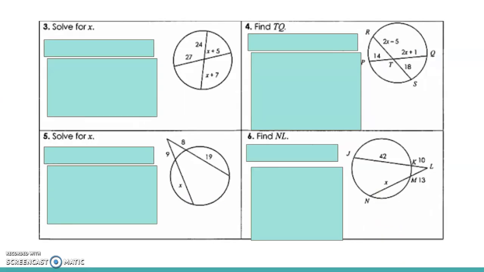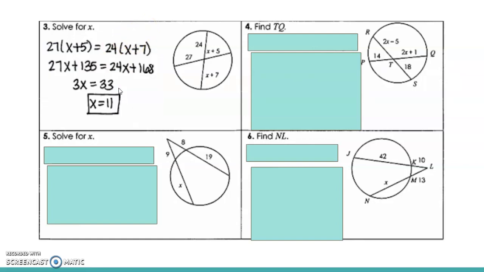Number 3, we're also intersecting inside our circle, so we're multiplying those two pieces together. When we multiply our two pieces, we get 27 times x plus 5 is equal to 24 times x plus 7. And for this problem, we just need to solve for x, and x equals 11.